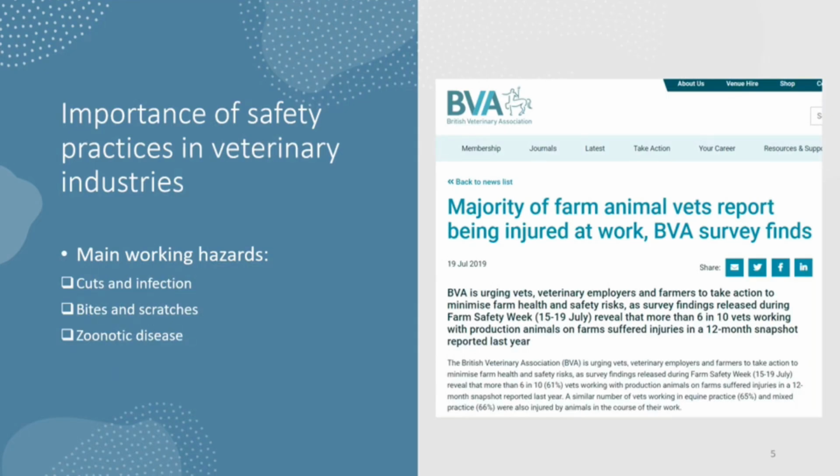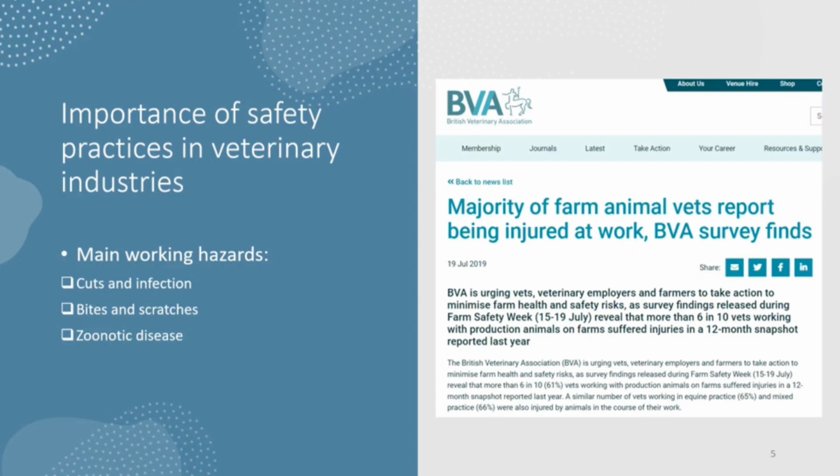When working in the veterinary industries, you will be dealing with animals. So the main working hazards are cuts and infection, bites and scratches from the aggressive animals. And there's also the possibility of a zoonotic disease. For example, one of the quite serious ones is rabies.